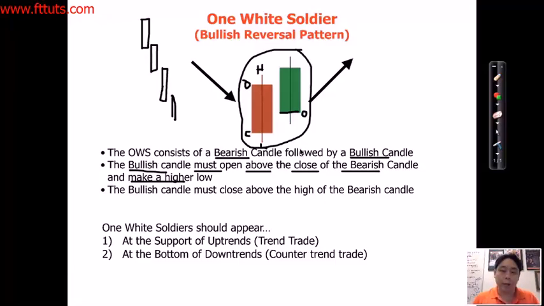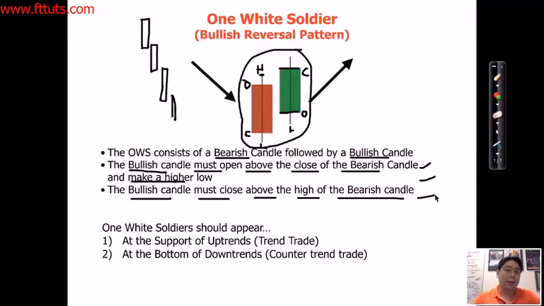Next, the bullish candle must make a higher low as compared to the bearish candle. So this low is higher than this low. That's the second criteria. The third criteria is the bullish candle must close above the high of the bearish candle. So in other words, this close, which is the top of the body, has to be above the high of this candle. So once all three criteria are met, you have a one white soldier pattern.